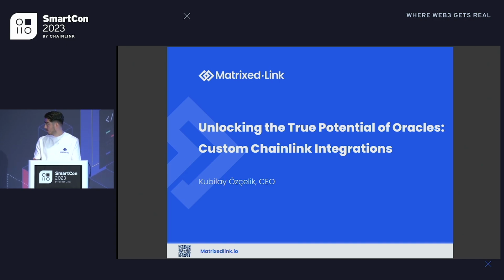I am Kubilay, I'm the CEO of Matrix Link. My Telegram is at the bottom of the slides. You can see our website. My team runs Chainlink nodes for the Chainlink price feeds. We also run infrastructure for a number of high-profile projects. And next to these things, we also create custom Chainlink solutions to enable new and novel DeFi use cases. So I will showcase today how we create these solutions and what we've built and what we've contributed to DeFi.